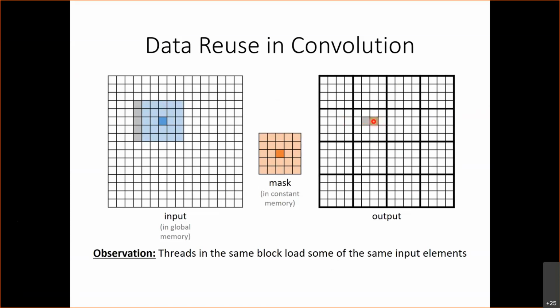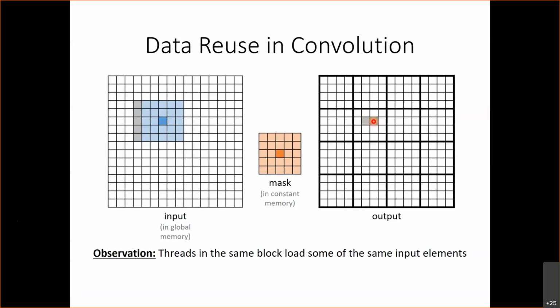So given this observation, what do you think we can do to capture this data reuse? Coarsening? Well, not exactly coarsening. What was the optimization that we saw before that targeted data reuse? Tiling. You could probably do coarsening to improve on it, but the main optimization for data reuse is tiling.